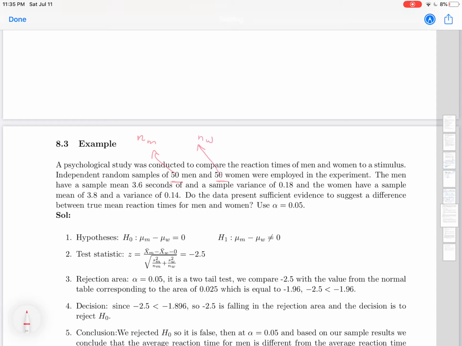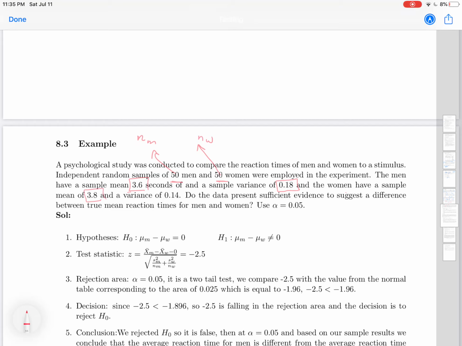Next, a psychological study was conducted to compare the reaction times of men and women to a stimulus. Independent random samples of 50 men and 50 women were employed in the experiment. So this means I'm going to have two populations, N of men and N of women.